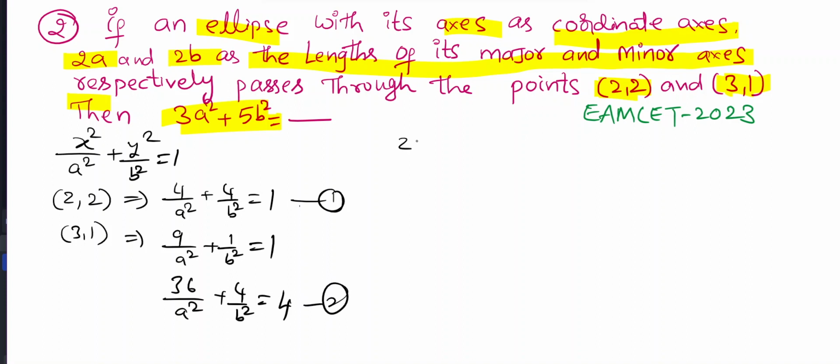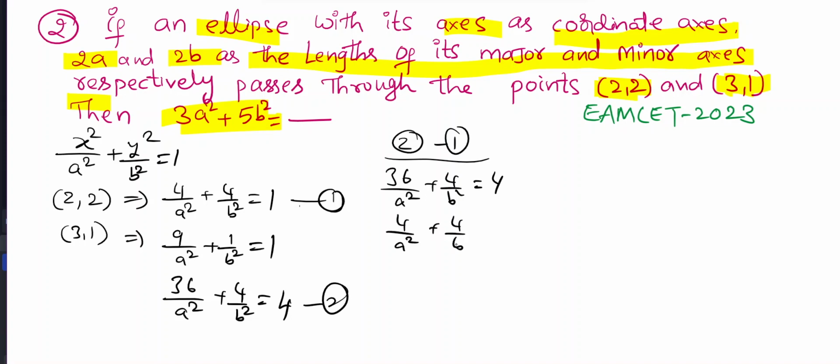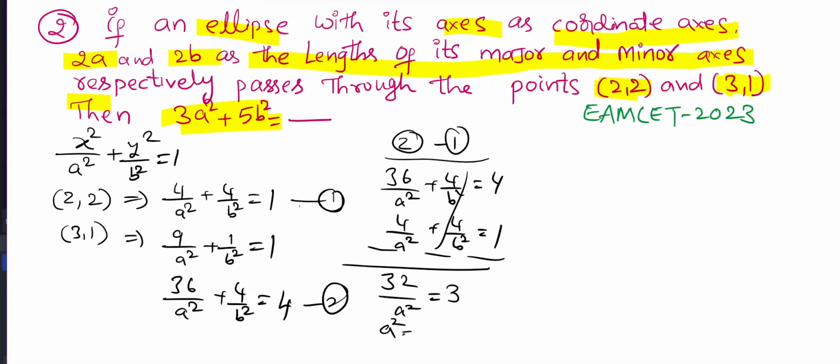Subtracting the first equation from the second, that is 36/a² + 4/b² = 4, minus 4/a² + 4/b² = 1. Subtracting, the b² terms cancel. 36 minus 4 is 32, so 32/a² = 4 minus 1, which is 3. From this, a² = 32/3. This is the value of a².